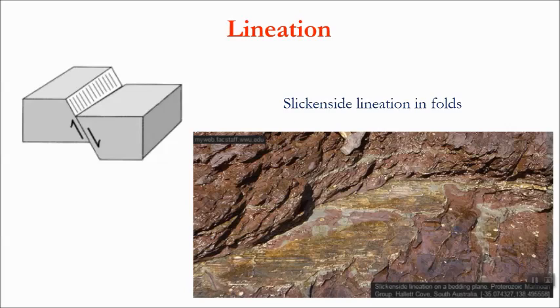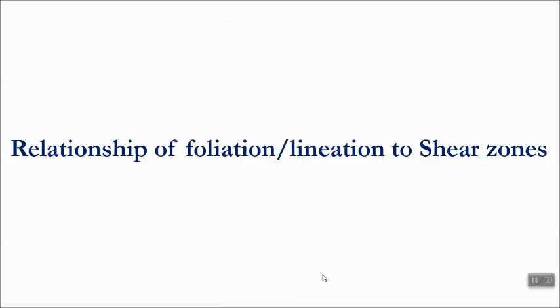They simply represent some linear fabrics in the rock. They are in the form of straight lines or curved lines. Okay, now we have understood what is foliation, and we have also understood what is lineation, and we have also seen different kinds of foliations and lineations.